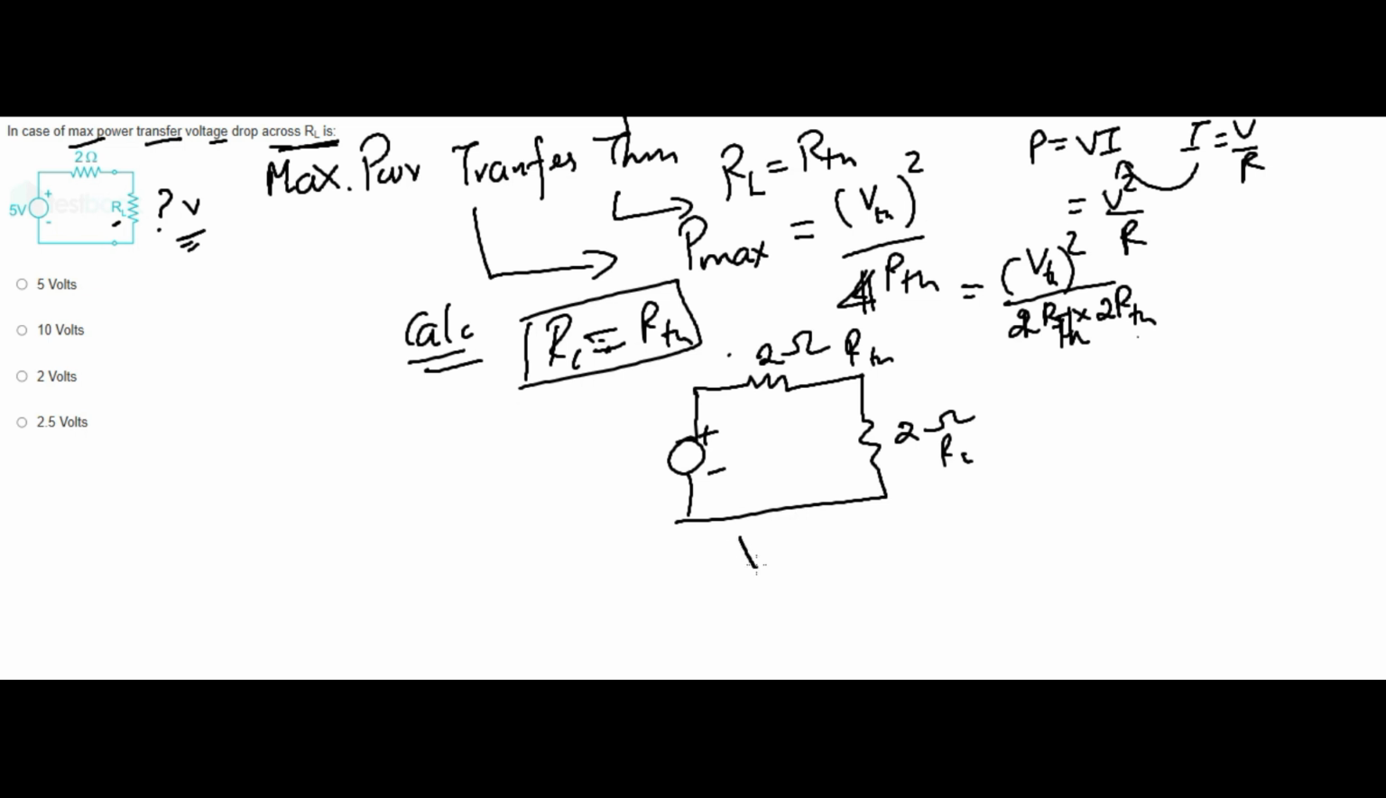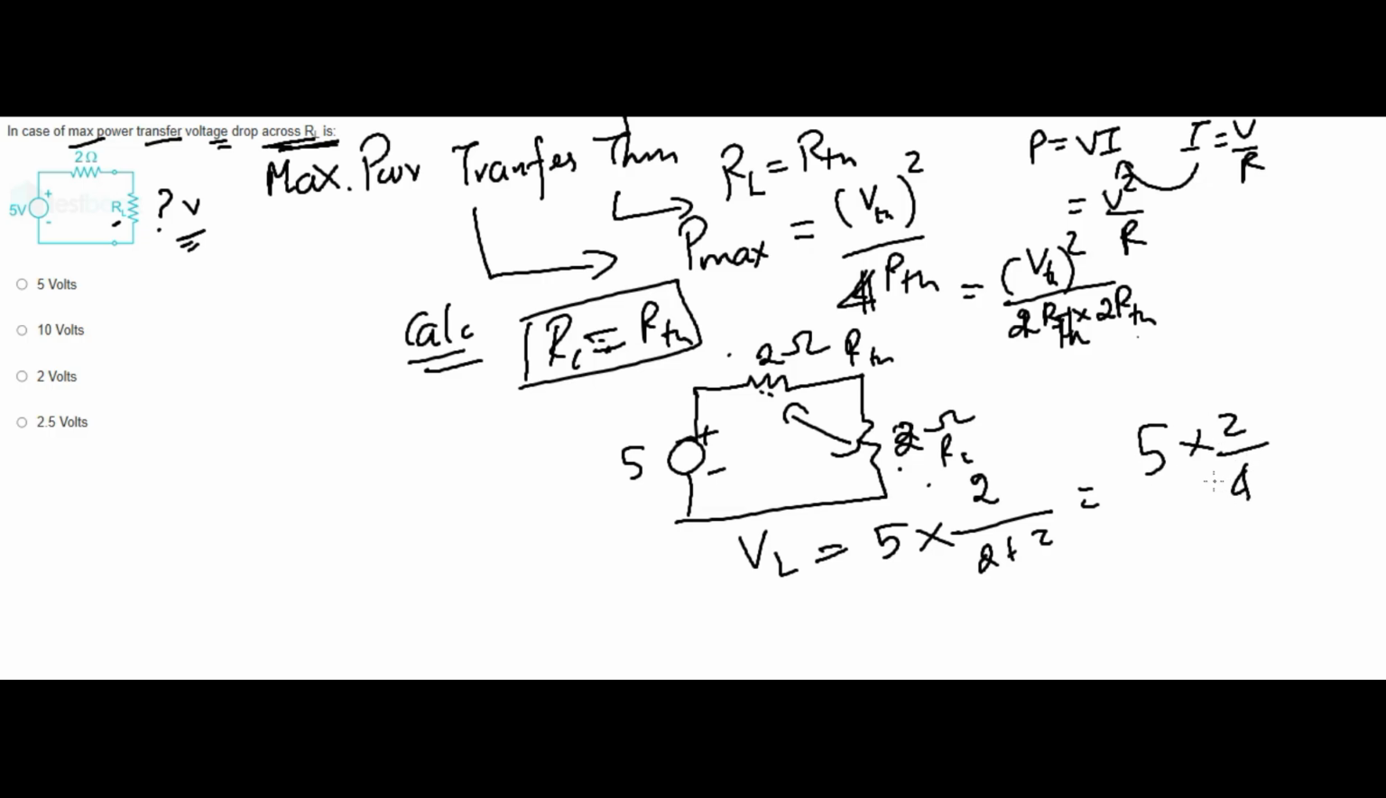Now I can make the calculation for VL. They have considered VL as the voltage drop across RL. So VL is equal to 5, its own voltage, into 2, because you want to find this one, divided by 2 plus 2, since both are in series. So 5 into 2 divided by 4 is equal to 2.5. So I have to select 2.5.